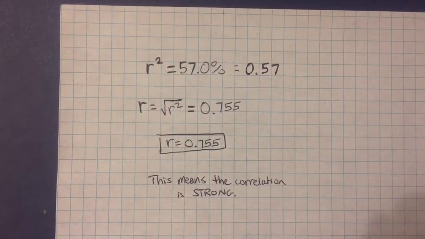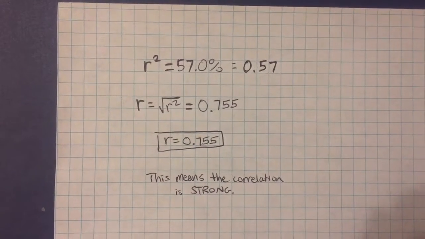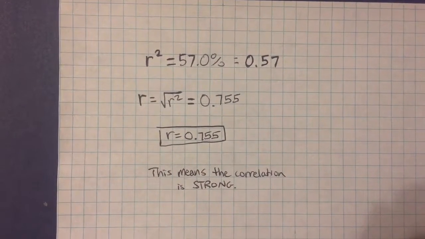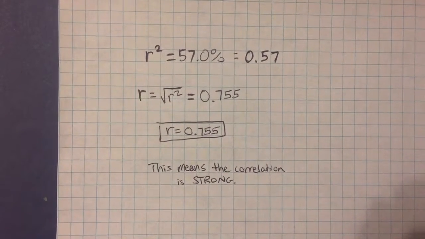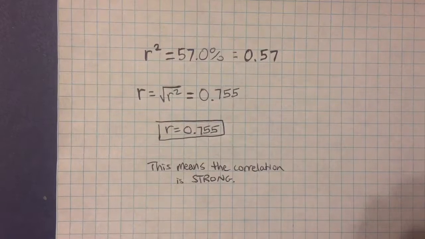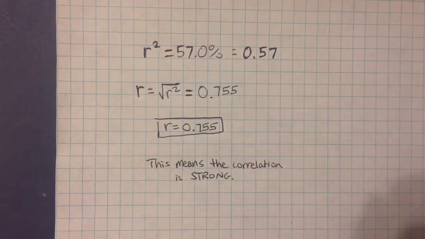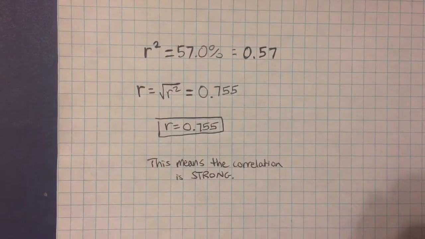And for part B, we're given r squared, and to find r, which is the correlation coefficient, we need to take the square root of 0.57, which is 0.755, and anytime r is from 0.7 to 1, that means the correlation is strong.